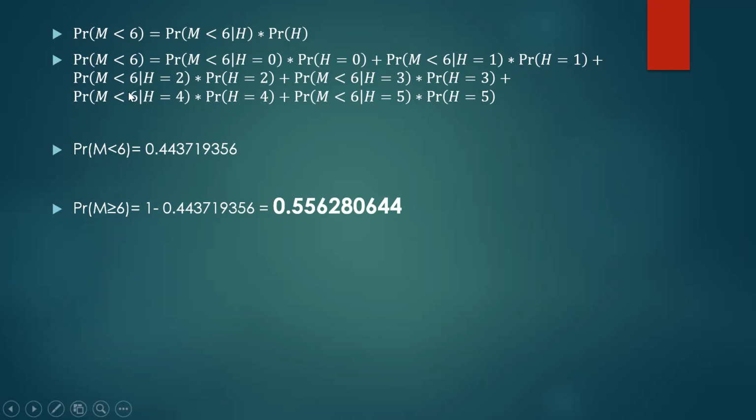After computing, we got the probability of landfall less than 6, which is 0.443719356. The question requires us to find the probability of landfall greater than or equal to 6, so we use 1 minus the probability of landfall less than 6. We get our final answer, 0.556280644.